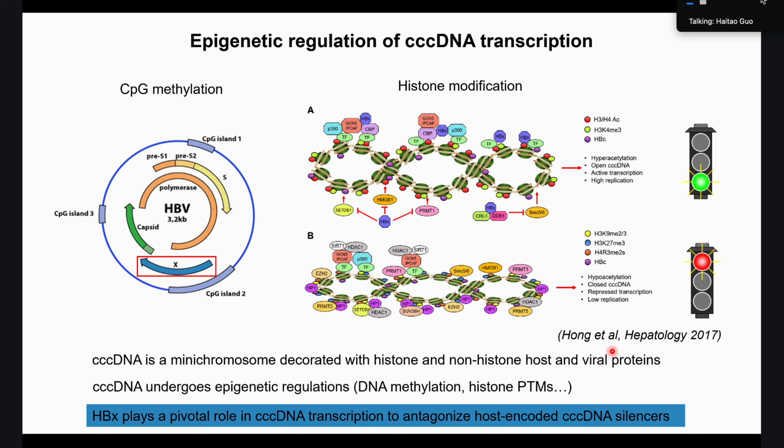From this figure, you can see that X actively antagonizes many of those restriction factors that can silence the cccDNA, including DDB1, PRMT1, and the most famous one, the SMC5/6 complex. And most recently, we also identified HMGB1 as a silencer of cccDNA, but they can all be antagonized by HBx through different mechanisms.